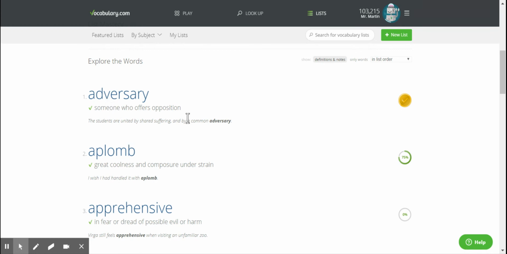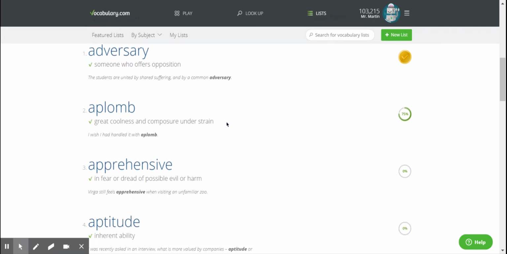So an adversary is somebody who offers opposition, somebody who's against you. And the students are united by shared suffering and by a common adversary, or a common person that offers opposition. So you can go down through every one.